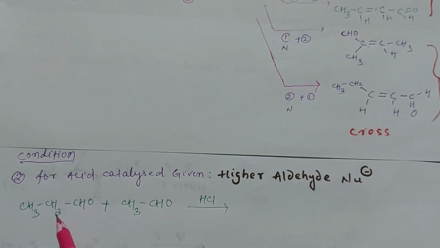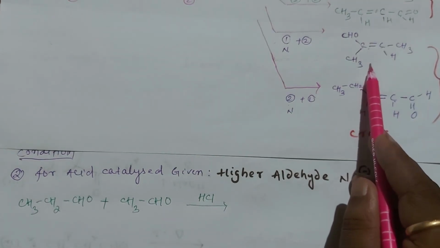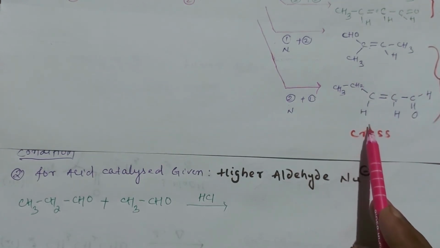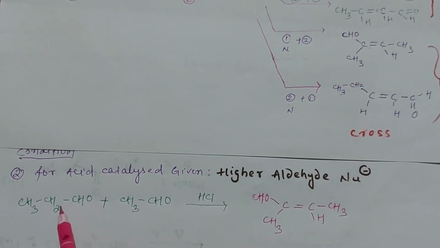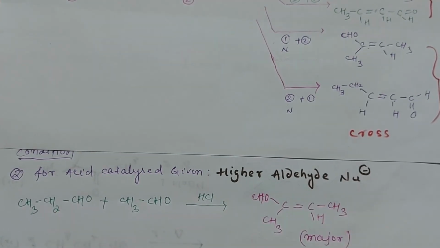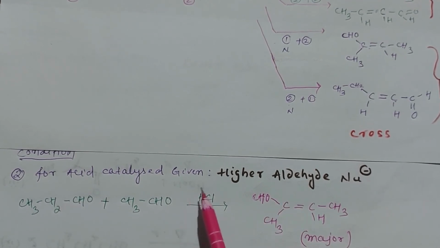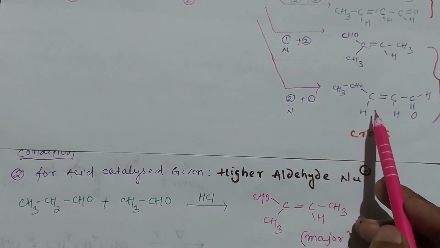If this carbon behaves as nucleophile, it will attack this carbon easily because a lower alkyl group is present and it is less hindered. So mainly this product will be the major product for the acid catalyzed reaction and this product will be the minor product. So the major product will be this, as this behaves as nucleophile. Whenever you are choosing the product, you have to consider the reaction medium. So this will be the major and this will be the minor.